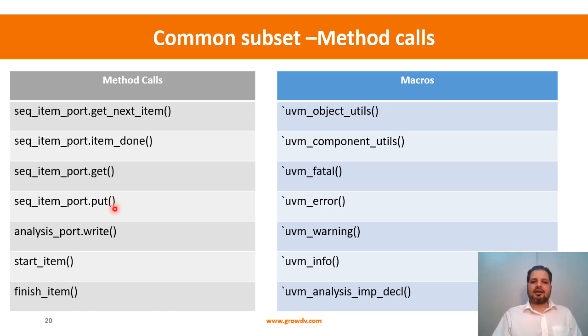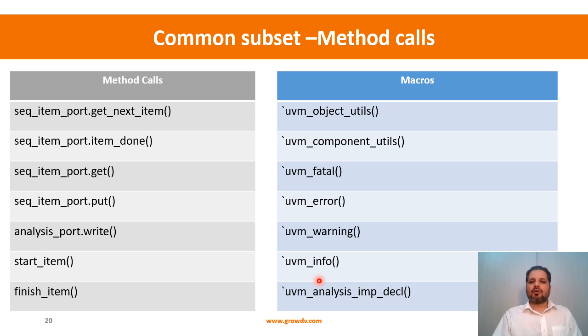Then we have standard get and put type of methods, which we have even seen in the context of mailbox. Then the analysis port dot write, which you call to write the transaction to the port such that it can be broadcasted to everyone. Then we have sequence start and finish. Within the sequence you will start item and finish item, which then will initiate communication with the driver. And then we have a bunch of macros. We have object utils, component utils. These are called factory macros. We will look at them in detail.